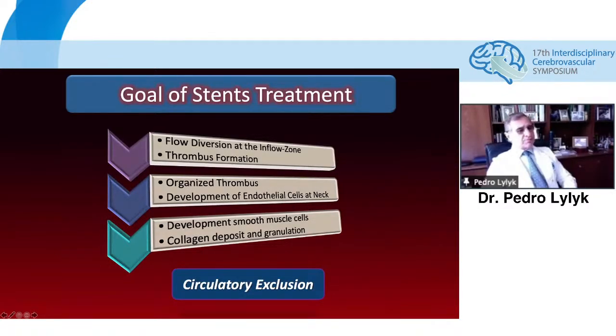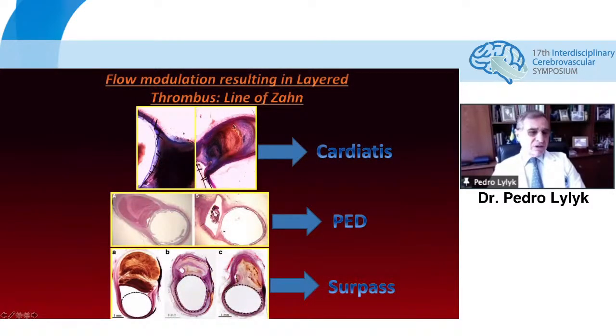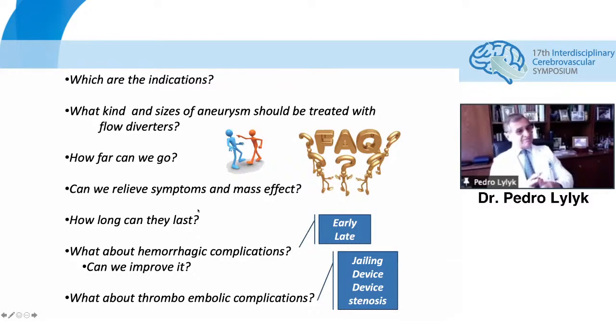So the concept of circulatory exclusion is very important, as well as the reconstruction, as well as the maturation of the flow inside. This is an important part that we didn't pay attention to in the beginning, but which is very important with time. We understood that, unfortunately, with some complications.